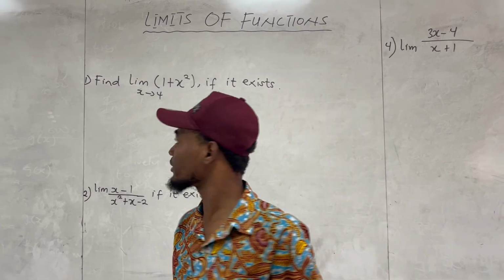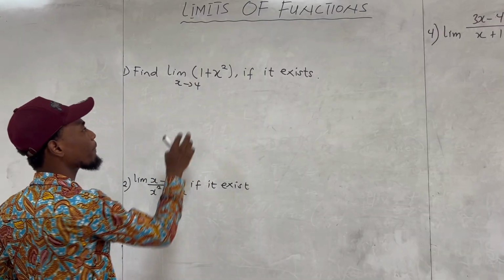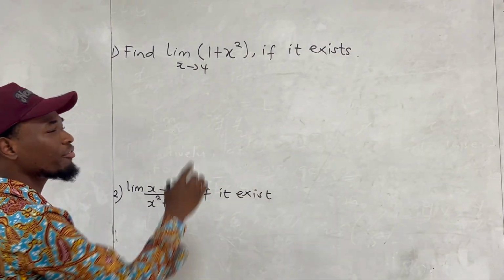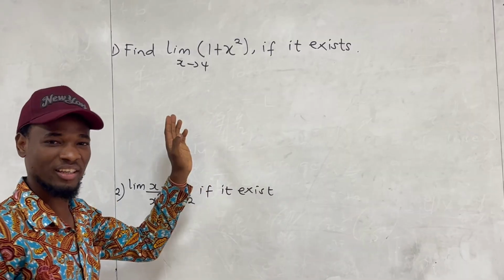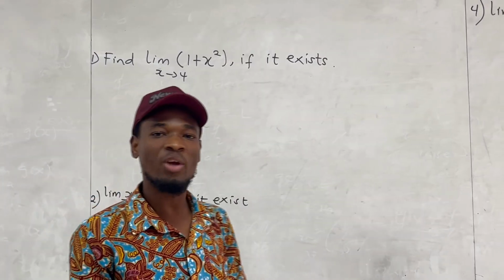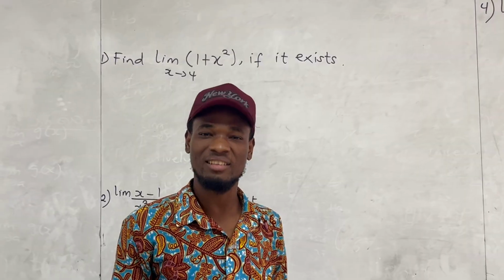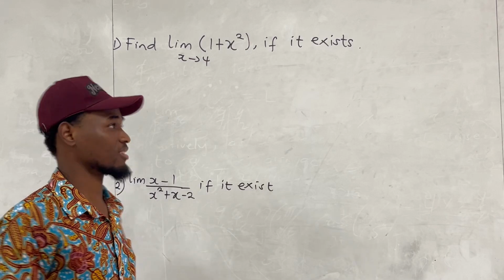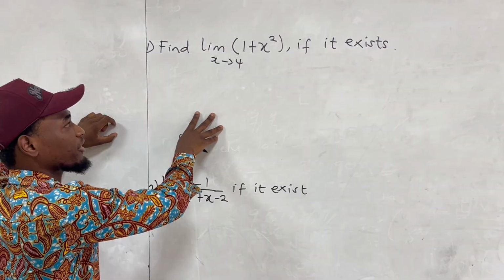The first question reads: find the limit of the expression 1 plus x squared as x approaches 4, if it exists. Obviously, it exists. In the course of the tutorials, we'll be giving functions where we realize the limit doesn't exist, and we are going to learn that. For now, the limits we are going to consider truly exist. Let's see how we can apply the rules here.